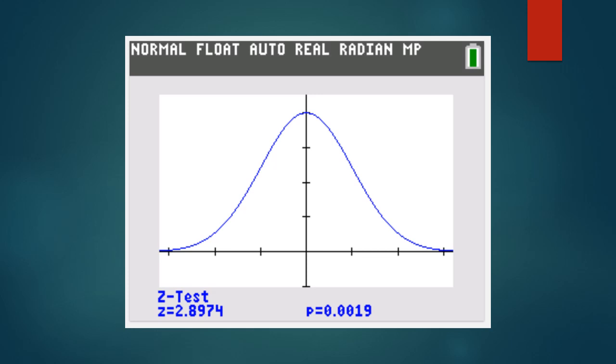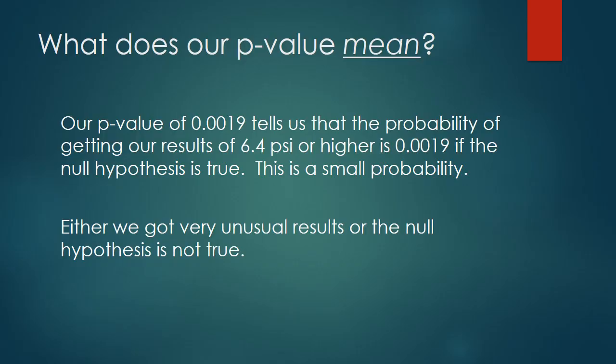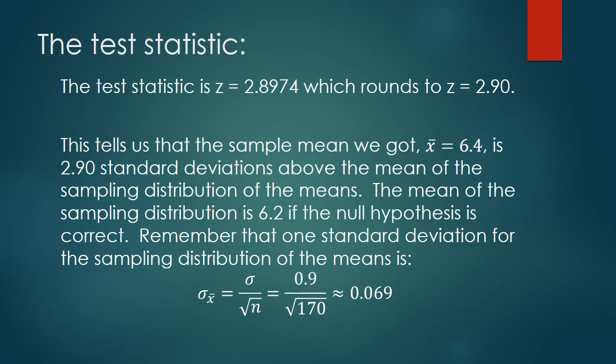That's a lot of standard deviations away. So, our p-value tells us the probability of getting our results of 6.4 psi or higher is 0.0019 if the null hypothesis is true. This is a small probability. Either we've got very unusual results, we got the freakish sample, or the null hypothesis is not true. There's our test statistic. It's a z statistic, 2.8974, round to 2 decimal places. So 2.8974 rounds to 2.90.